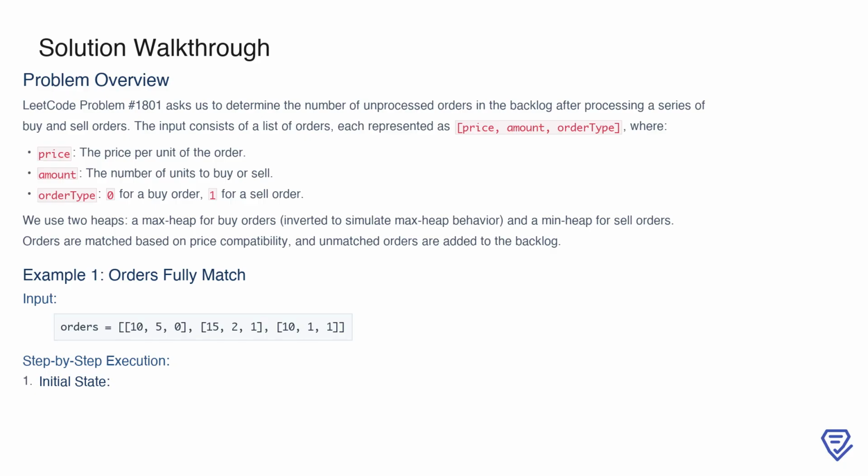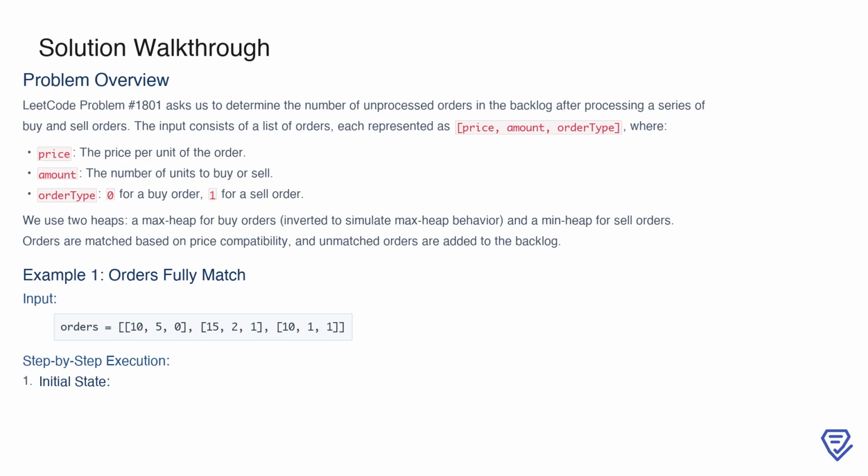To manage this, we use two heaps: a max heap for buy orders, which we implement by storing negative prices, and a min heap for sell orders. The idea is to match orders based on price compatibility. If a match occurs, the corresponding units are processed, and any remaining unprocessed units are added back to the backlog.